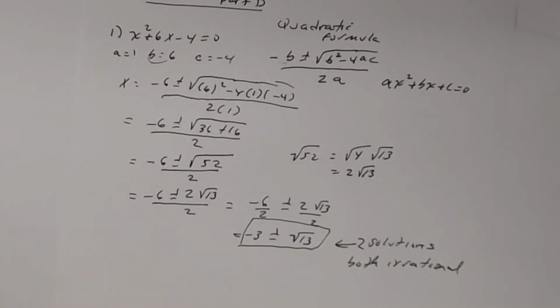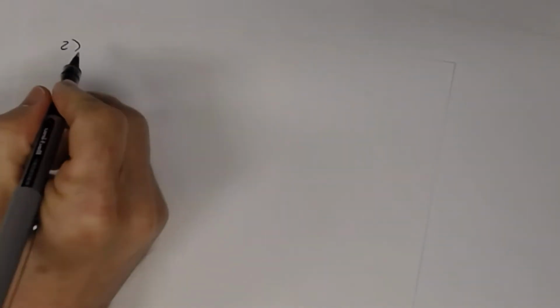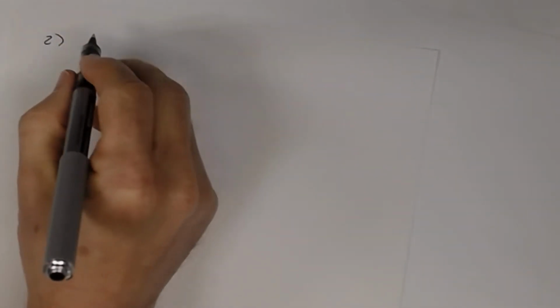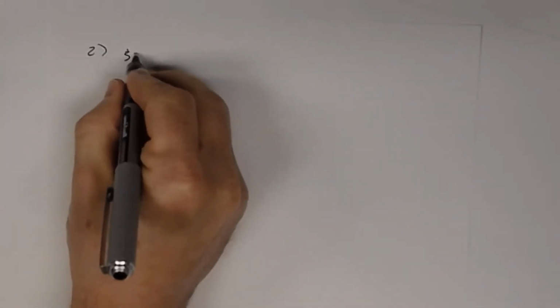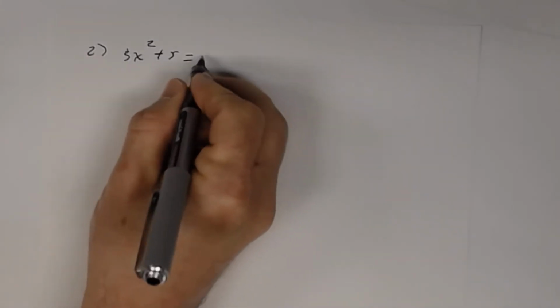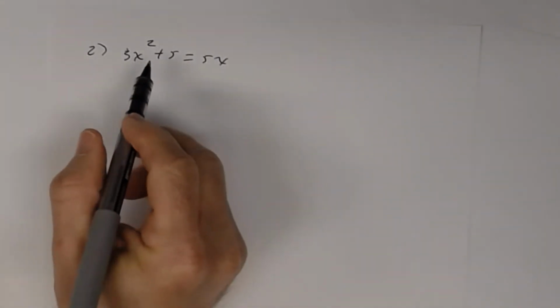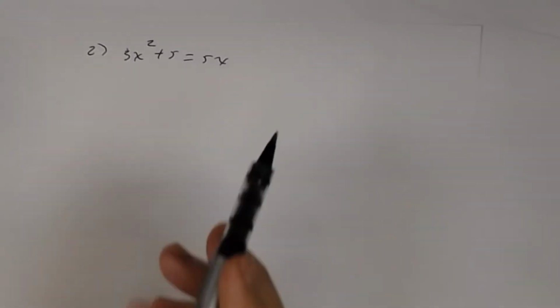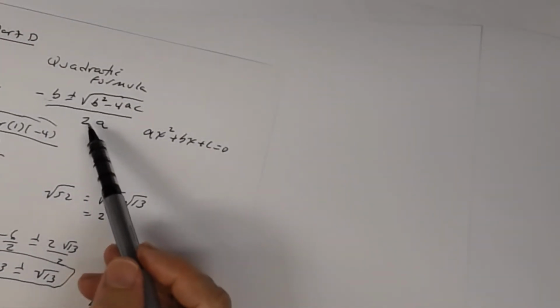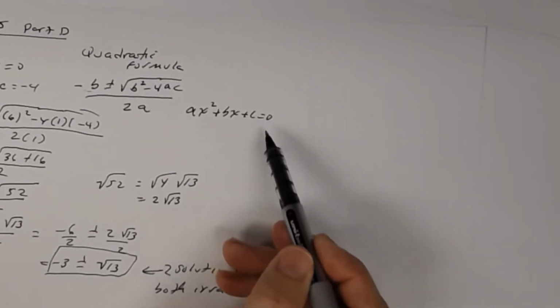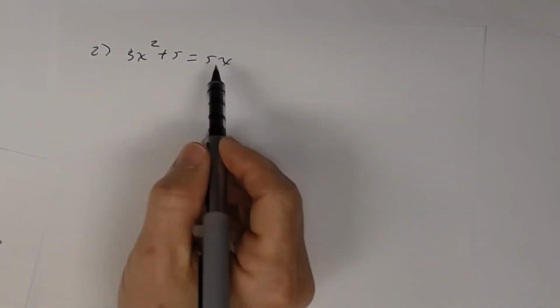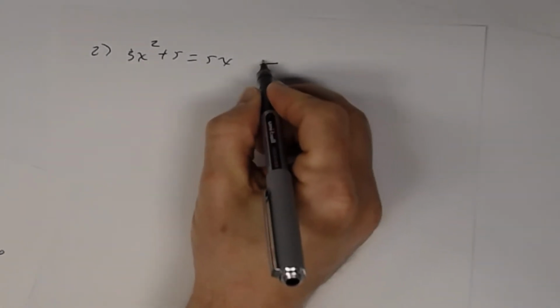Okay, so let's look at number 2. Let's suppose we had 3x squared plus 5 equals 5x. Now, notice that whenever using the quadratic formula, you have to make sure that 0 is on the other side. In this case, it's not in standard form. So you've got to make sure it's in standard form.